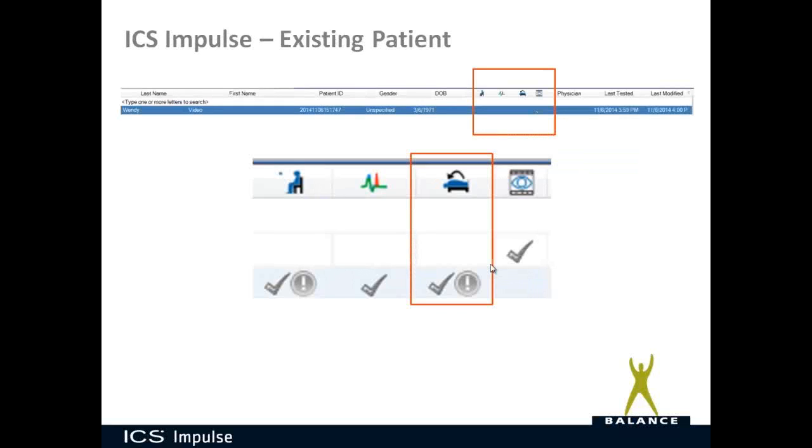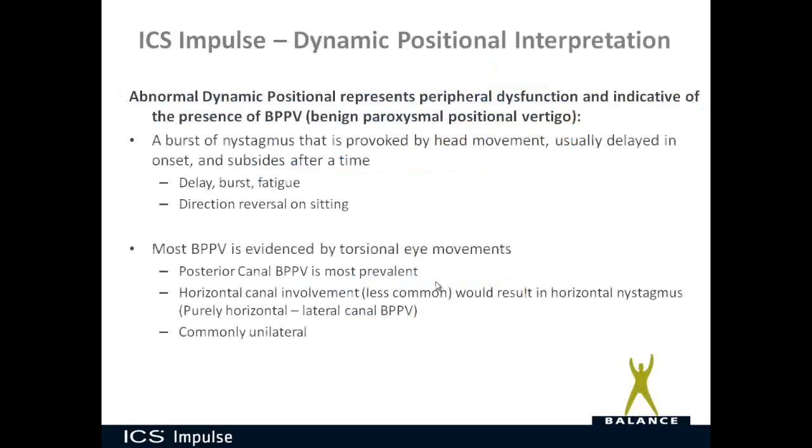When you have existing patients in your database, here you have a patient, and then you've got these little icons. Now if a dynamic positional test was done, this little icon here showing a little figure with his head below the table is the positional icon. So any dynamic positional test would then result in a check next to that patient's name. So as long as you have dynamic positional tests saved for that patient, then you'll have a check mark in that column. So let's talk about dynamic positional interpretation.